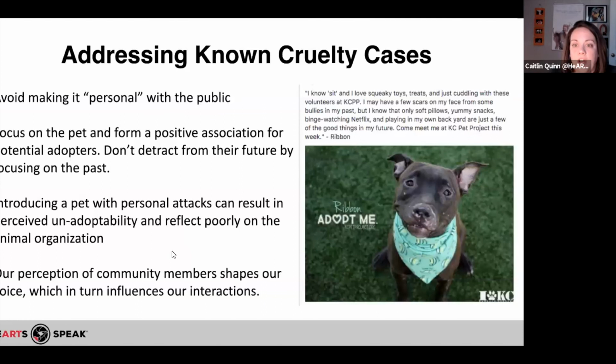I also want to talk very quickly about known cruelty cases. And the crux of this message is we have to avoid making it personal from our perspective. Because what happens, and I think if we reflect on this, many of us have had this experience, is we end up sliming those animals with the negativity of what happened to them, and it no longer becomes about them.